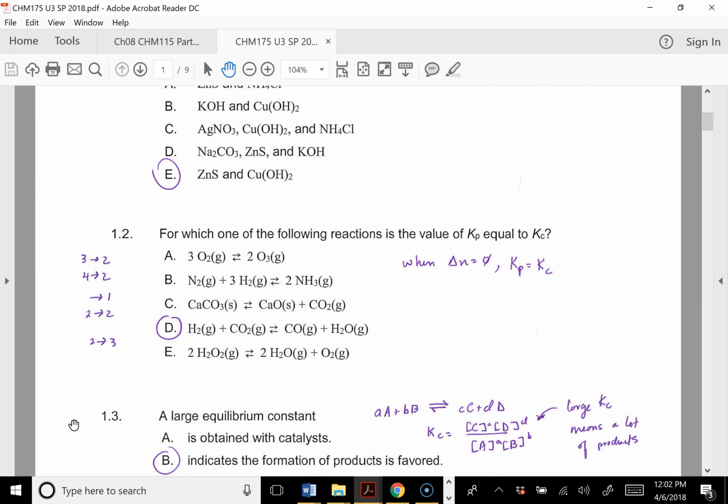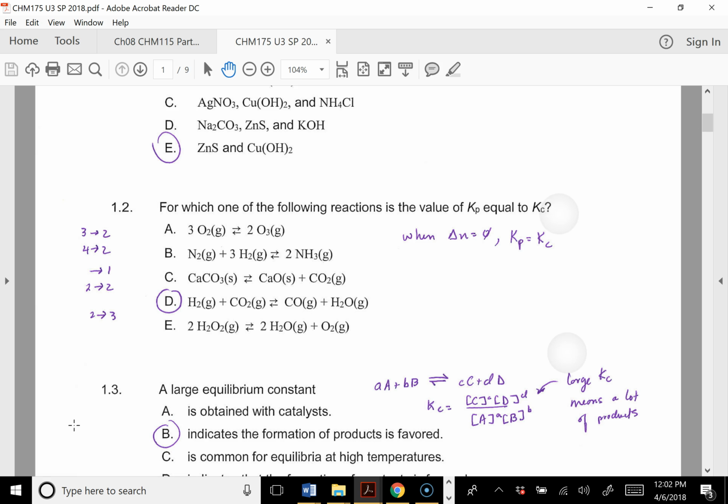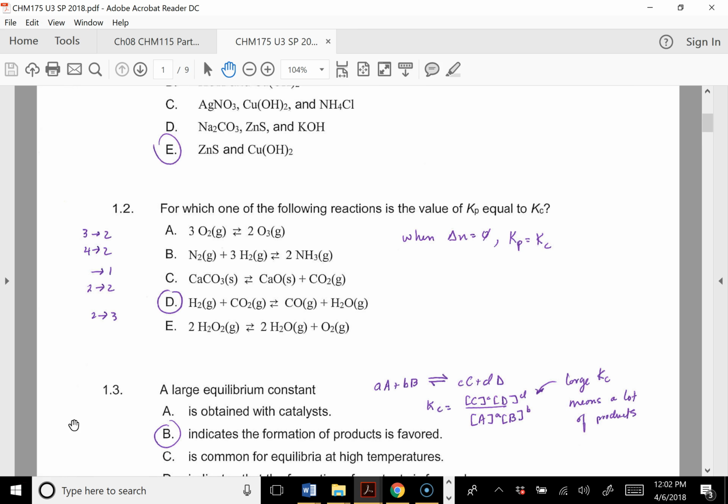The second question was a question about when will Kp and Kc be the same? And that will be the case when the change in number of moles is 0. And so you're looking for, I know these are kind of offset, but for D, actually we have 2 moles of gas going to form 2 moles of gas. So that's where your equilibrium constant in partial pressure and in molar concentration will be the same.